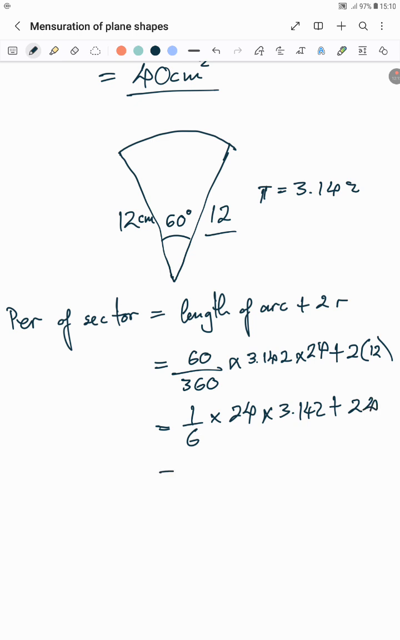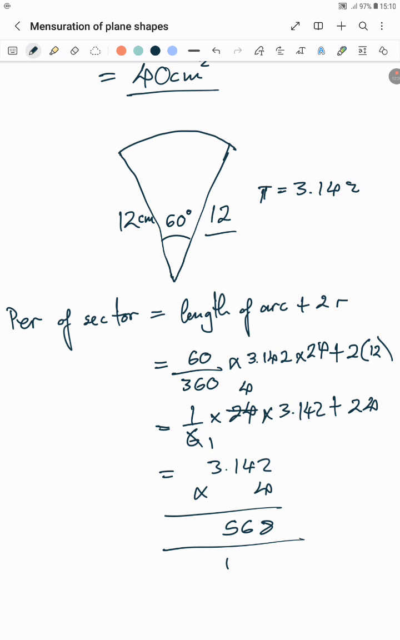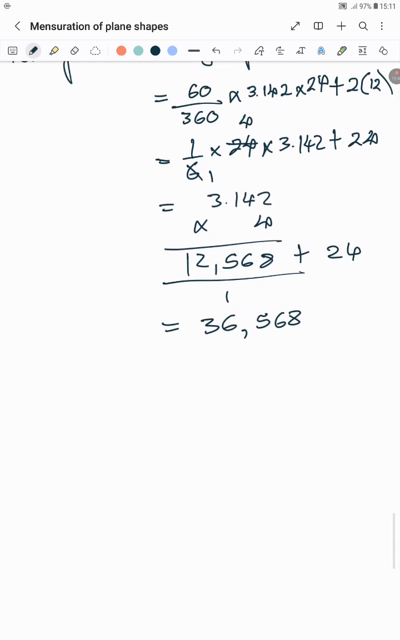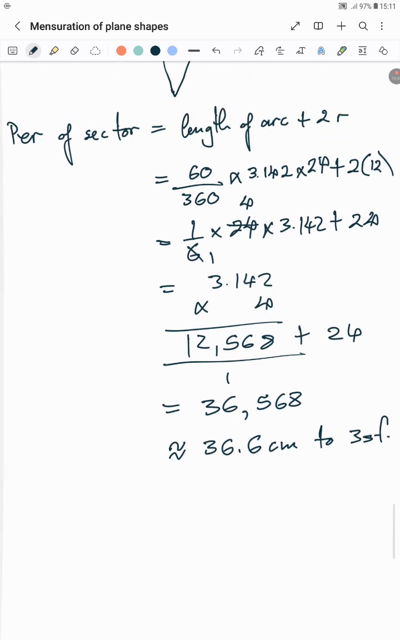Okay, so I say 6 into 6, 1. 6 into 24, that's 4. So 3.142 times 4 is equal to 12.568. So this is 12.568 plus 24, and you're going to get 36.568. To three significant figures, it's going to be 36.6 centimeters to 3 significant figures.